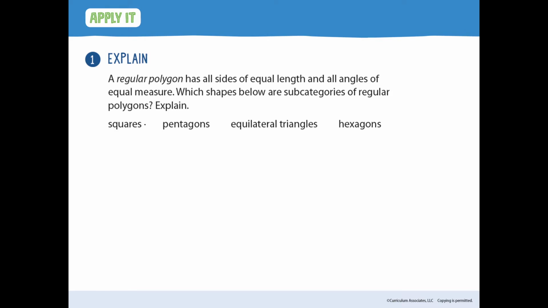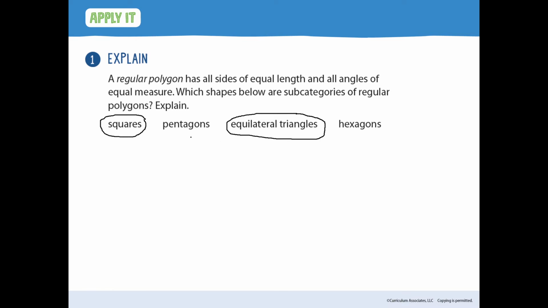So squares are an example of a regular polygon because all of the sides on a square are equal length and all of the angles are equal measure. They're all 90 degrees. Equilateral triangles are also regular polygons because equi means equal, lateral means side. It has three sides that are the same length and all of the angles are the same measure.